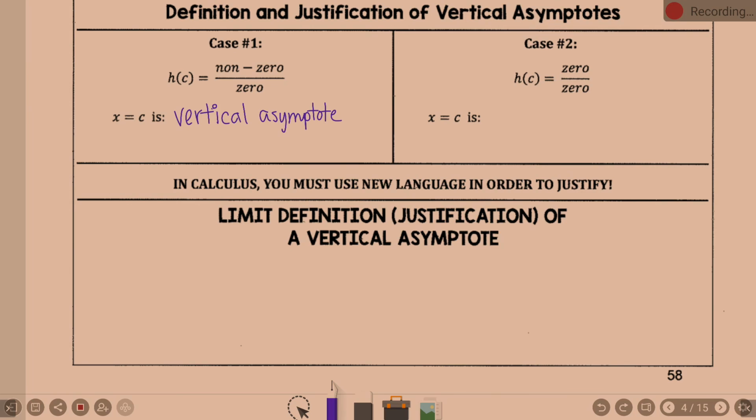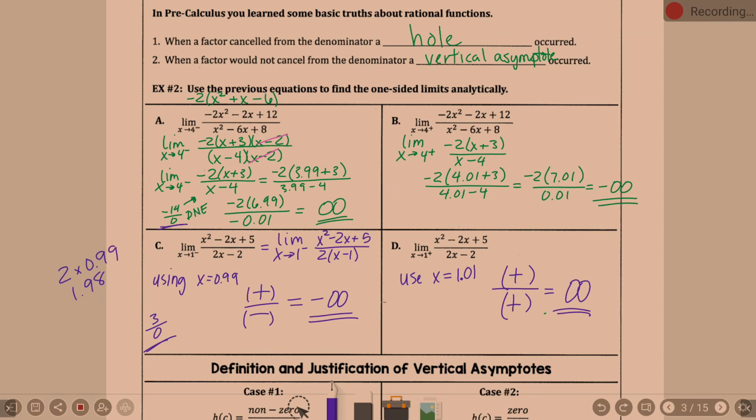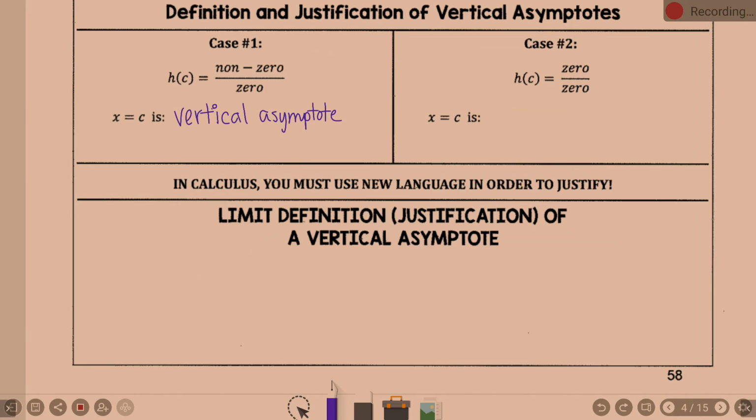Now, 0 divided by 0. Try it again, D and E, right? But what is likely happening here? If you're getting 0 over 0, there's probably, hopefully, a factor you can cancel, which makes it a hole. So this is likely the location of a hole, or in other words, some type of point discontinuity.